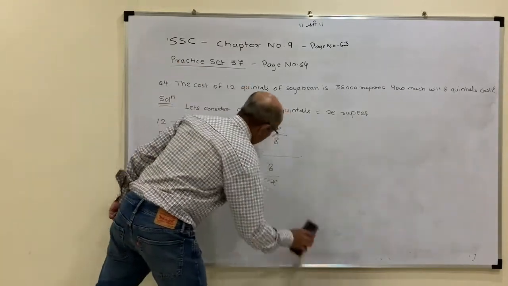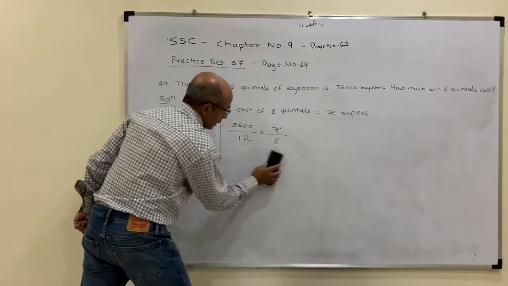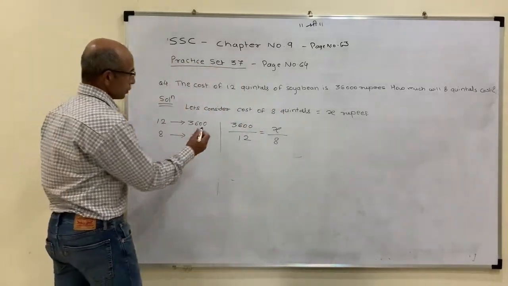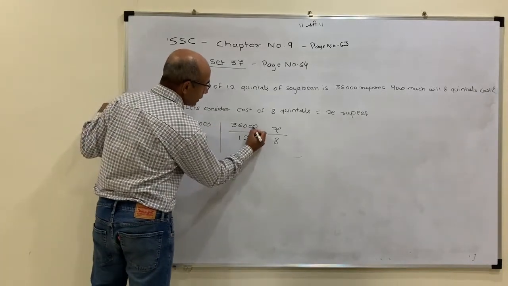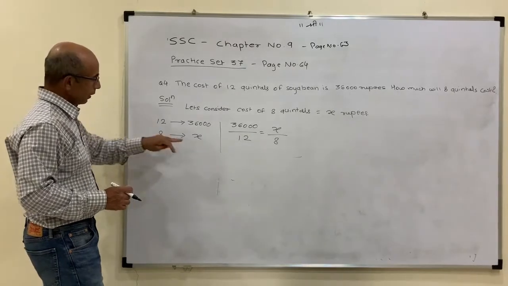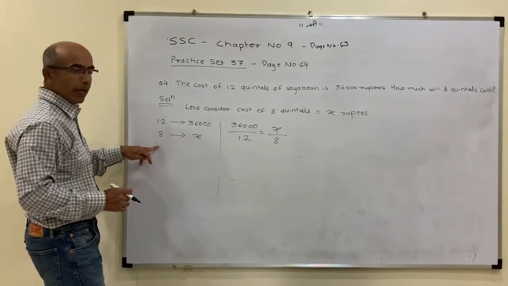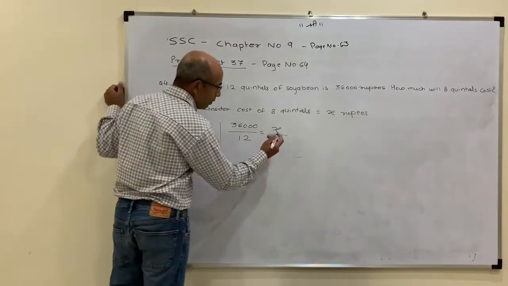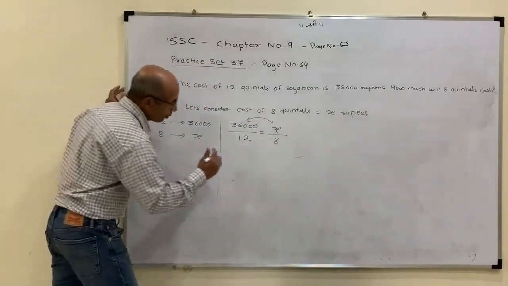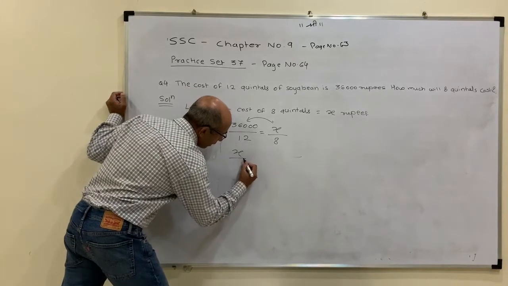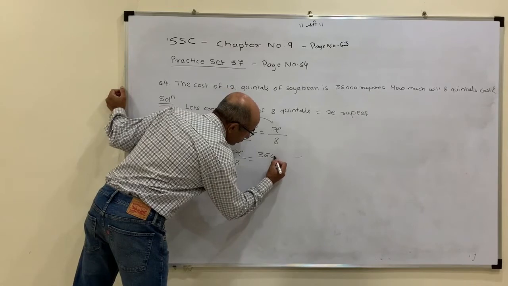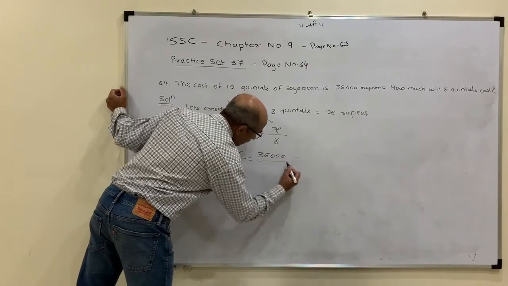So now I am considering for 36,000 I am getting 12 quintals. For x I am getting 8 quintals. So now I'll swap left hand to the right and right to the left. So my equation will be x divided by 8 equals 36,000 divided by 12.